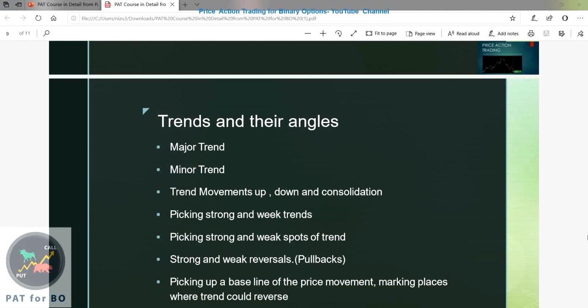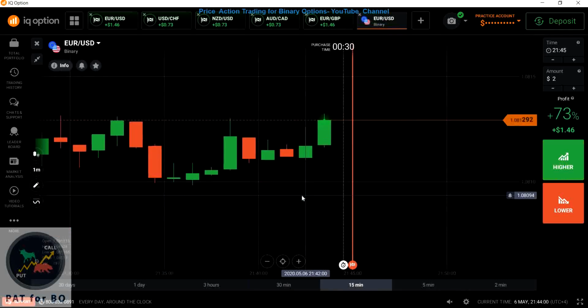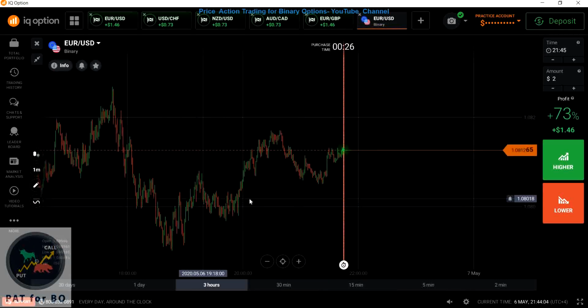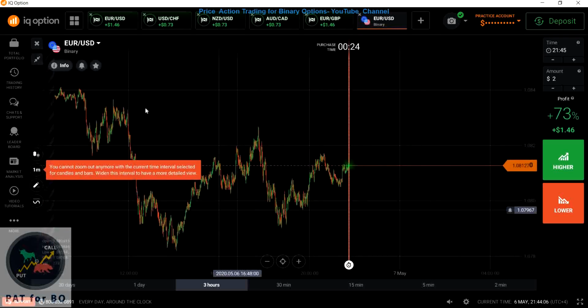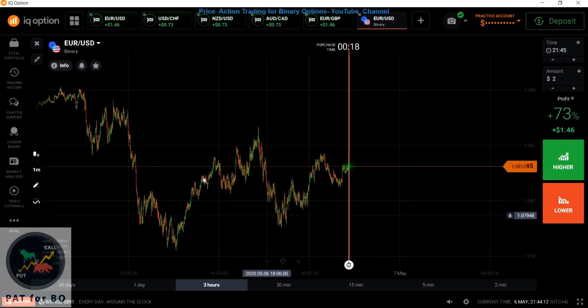Starting with the trends, the first part you have to understand in any chart is the major trend: what is the major trend and what is the minor trend. And for that I'll directly jump into the chart today. I'll show you some important parts. If you keep zooming out this particular chart, you will find there are trends equally disturbing each other. You cannot say which is major and which is minor.